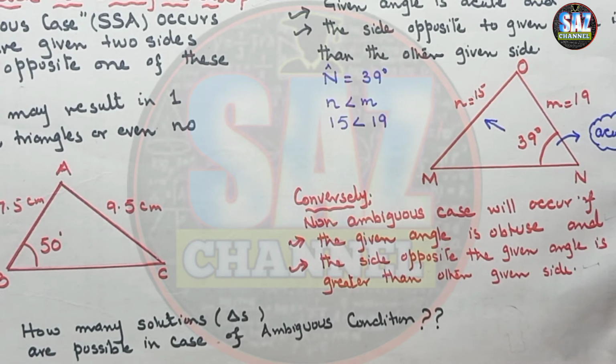Coming to the question of how many solutions or triangles are possible in the case of the ambiguous case. For the understanding of this question, you have to catch me in the next class.